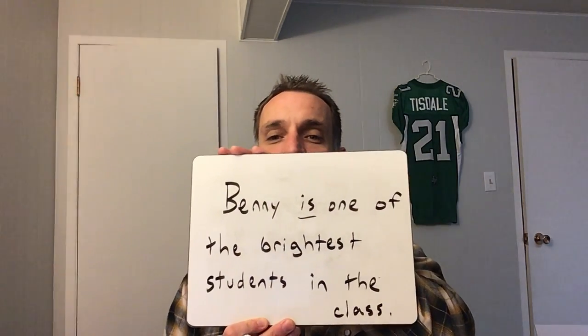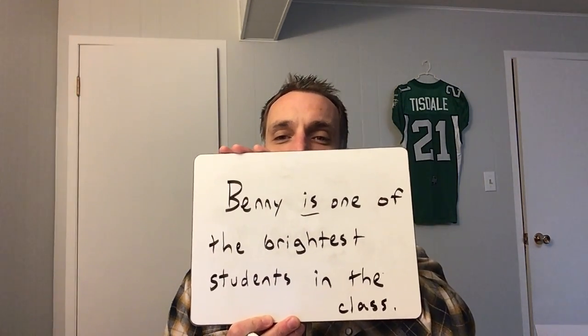Next sentence. Another one. Benny is one of the brightest students in the class. That was kind of fast. Benny is one of the brightest students in the class. One more time. Benny is one of the brightest students in the class. We are dealing with what tense? Is. It's happening right now. Present tense. Very good.